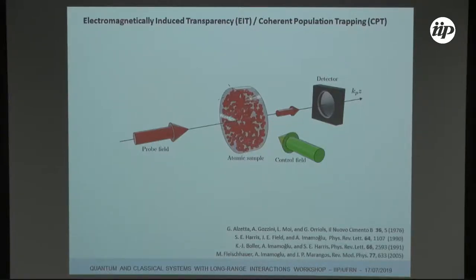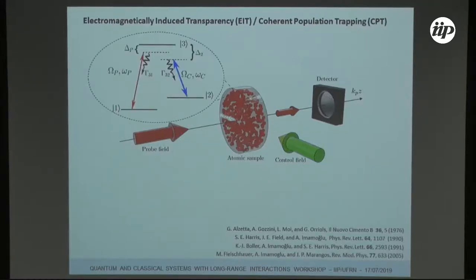So basically we have in this system three-level atoms, in this case in a lambda configuration. But as you saw before, it's also possible to study EIT in other level schemes, for example, in ladder schemes, as George told us before. But in this case, I'm considering this lambda scheme.